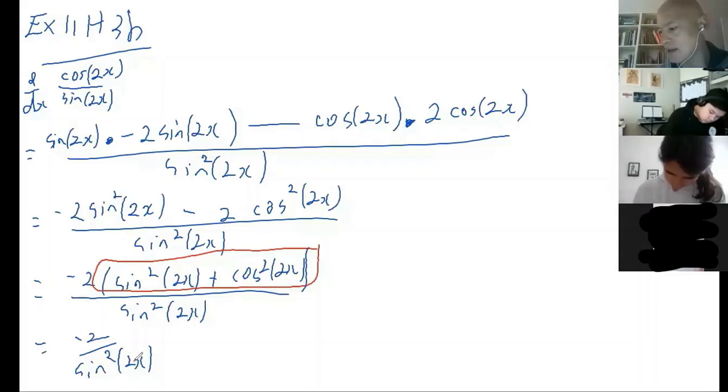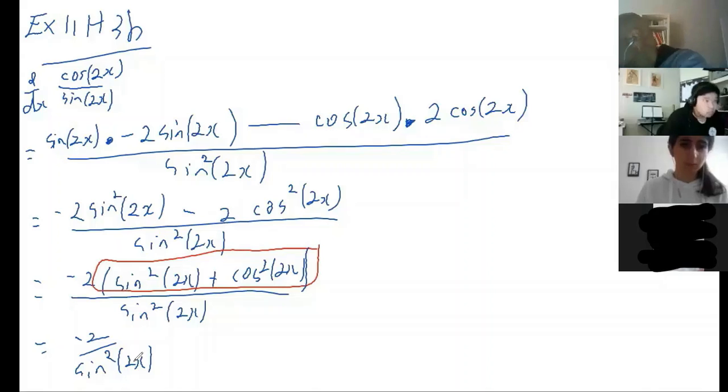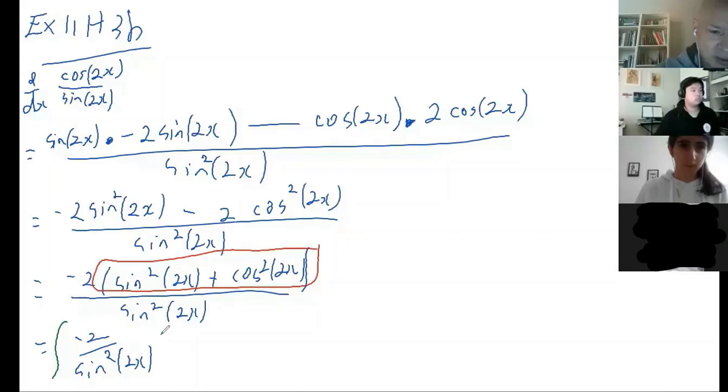The next part says, now integrate 1 divided by sine 2x. So I'm going to change the colour here. Remember, if I integrate this, I just got to get rid of this negative 2 by taking it out as a common number, and I get 1 divided by sine squared 2x. If I integrate this, I'm going to get back to this. So that's what I'm going to use.